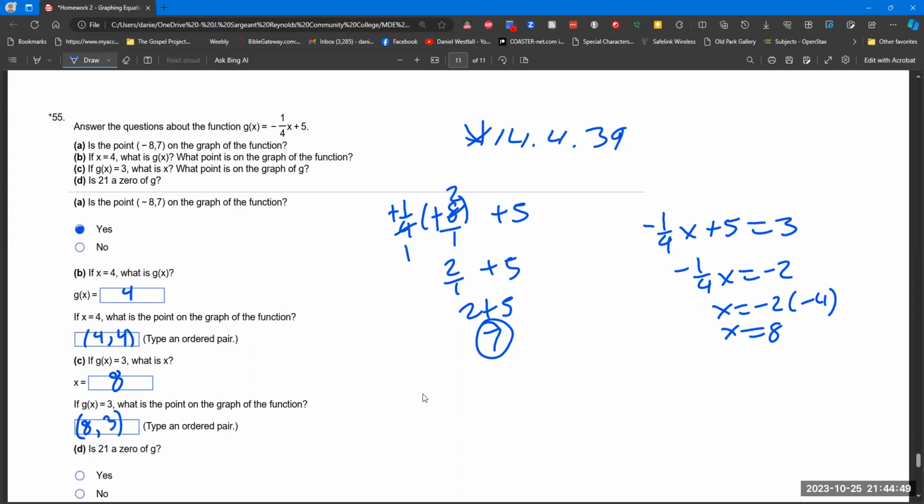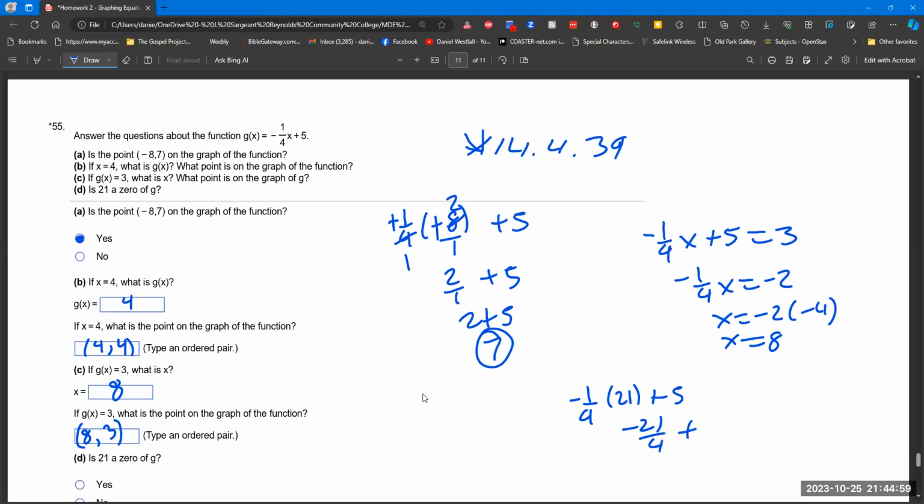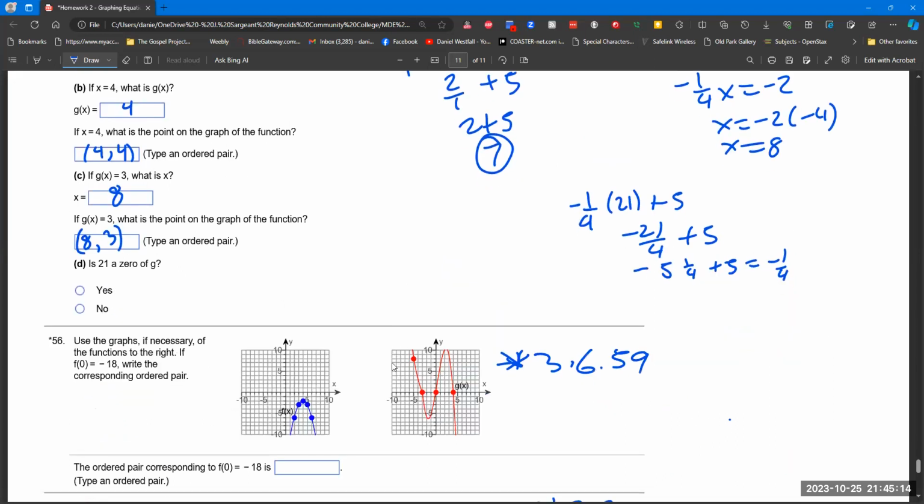Is 21 a zero of g? -1/4 times 21 plus 5 is -21 over 4 plus 5. It's going to be -5 1/4 plus 5, which is -1/4. So no, it is not. It does not equal 0. It equals -1/4.